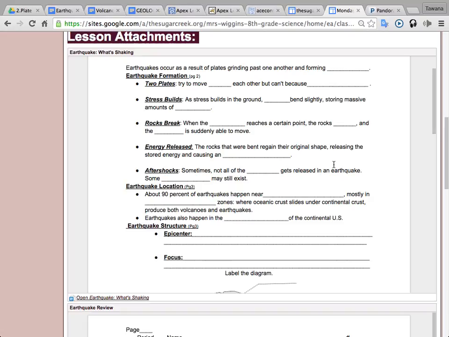What are we talking about when we talk about stress builds for earthquake formation, Aaron? Go ahead, Aria. Read it. Read us the whole thing. Good. As stress builds in the ground, rocks bend slightly, storing massive amounts of energy.